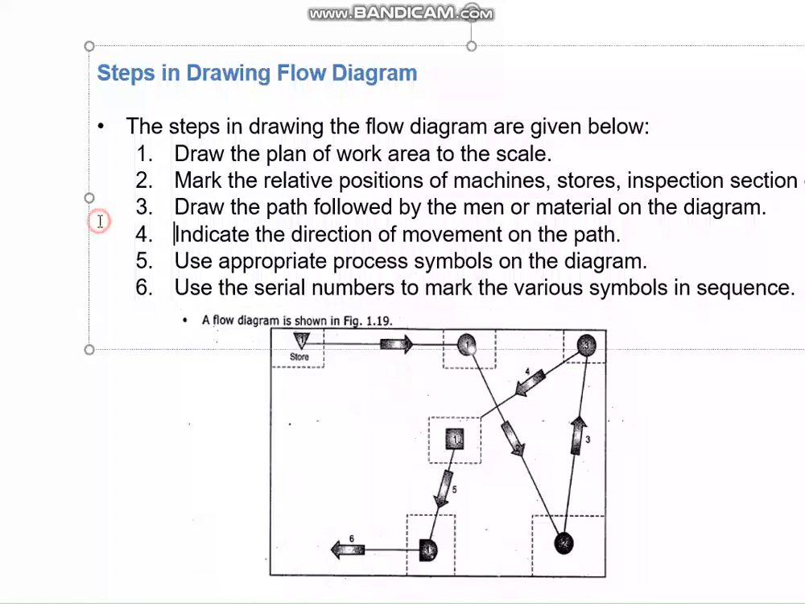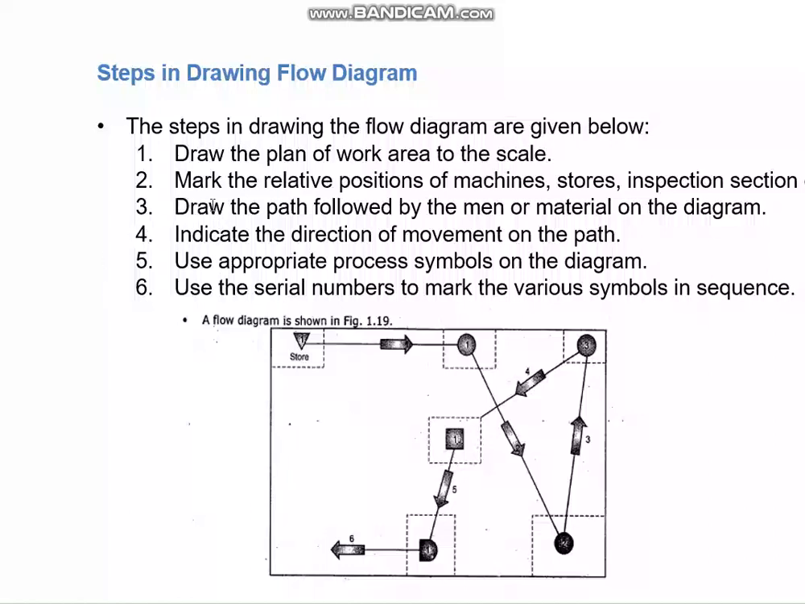Now let us see what are the steps in drawing. Steps in drawing the flow diagram are given below. Draw the plan of the work area to the scale. Plan is what normally civil engineers will be using. As you have studied in engineering drawing, the word plan means top view. This is a top view of the room or the shed where all our activities are taking place. Draw the plan of the work area to the scale. This is important, to the scale.